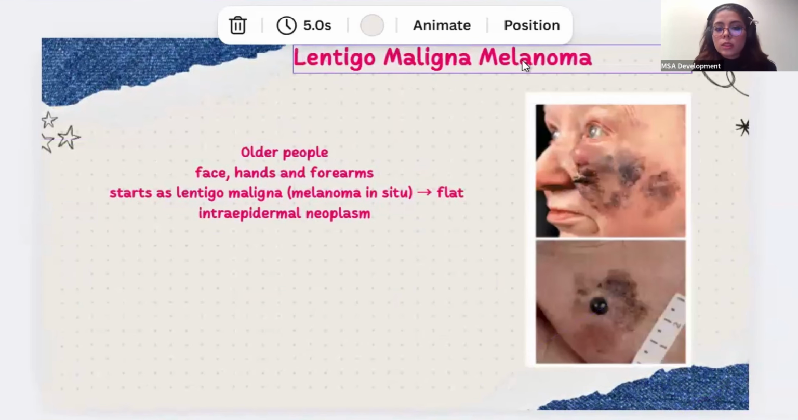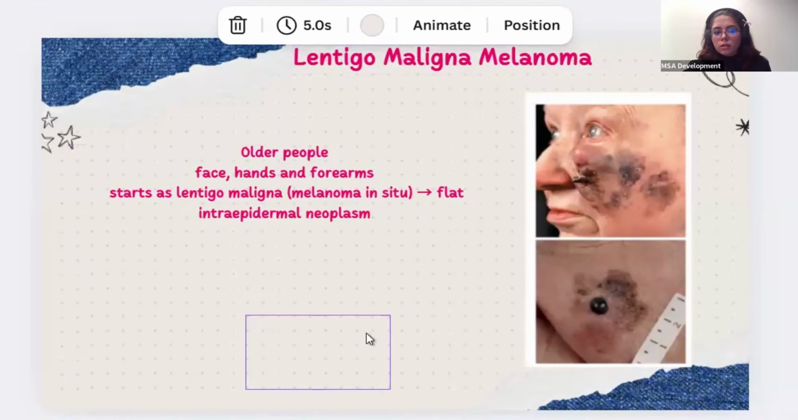Lentigo maligna melanoma, which is melanoma in situ. No, pause. Lentigo maligna melanoma. It's found in older people, on the face and hands, and it starts with lentigo maligna, which is melanoma in situ. Sorry, guys, I confused you. I'm really sorry. Melanoma in situ is where the melanoma is still confined to the epidermis. It hasn't gone past the basement membrane.